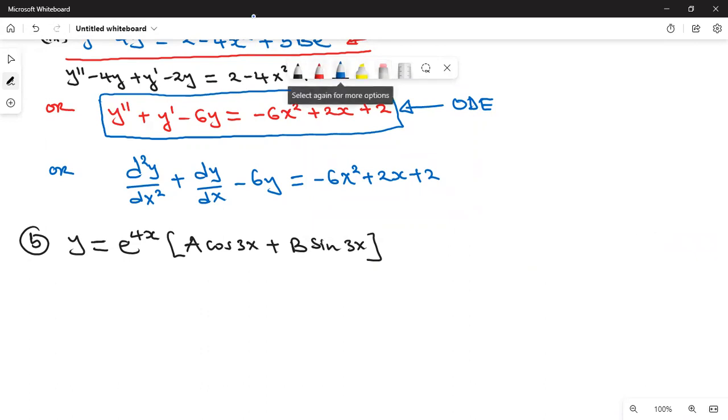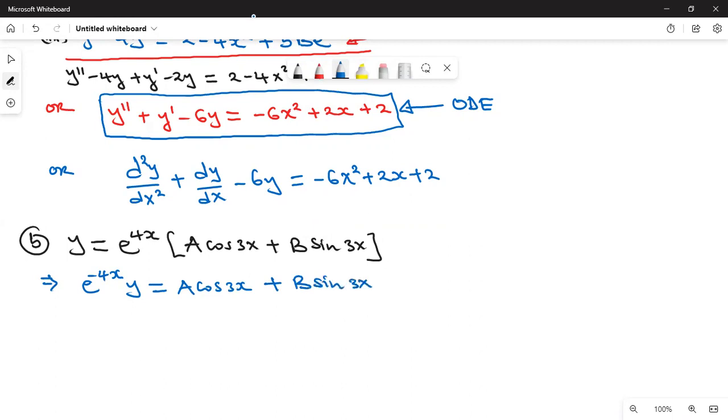So this equation, we have said it can be rewritten as exponential negative 4x times y is equals to a cosine of 3x plus b sine of 3x. This is the first equation. You see, remember, we have not differentiated. We have just rewritten that equation in another form. Now let's get y prime.